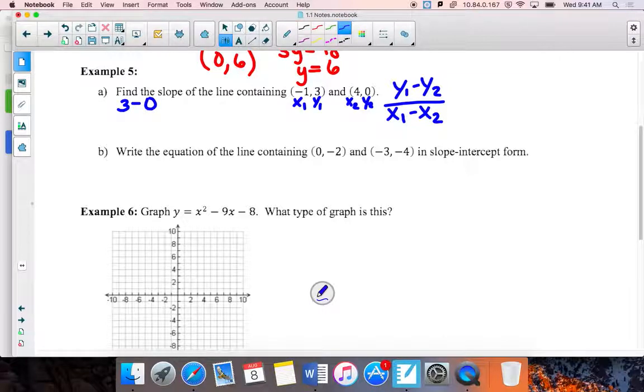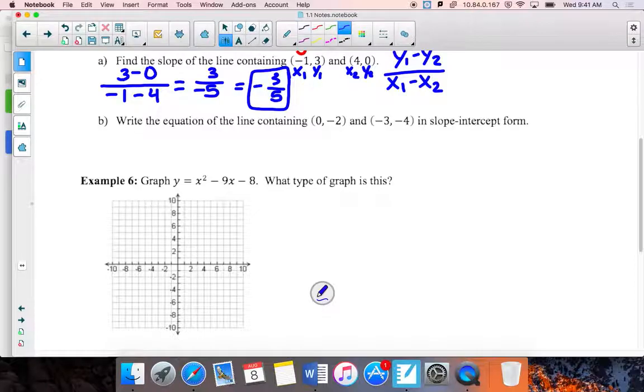3 minus 0 divided by -1 minus 4. It's going to be -3/5. That can't simplify any further. Please do not put a decimal, so I would just leave this as -3/5. It does not matter if the negative is top or bottom or out front. It all means the same thing.